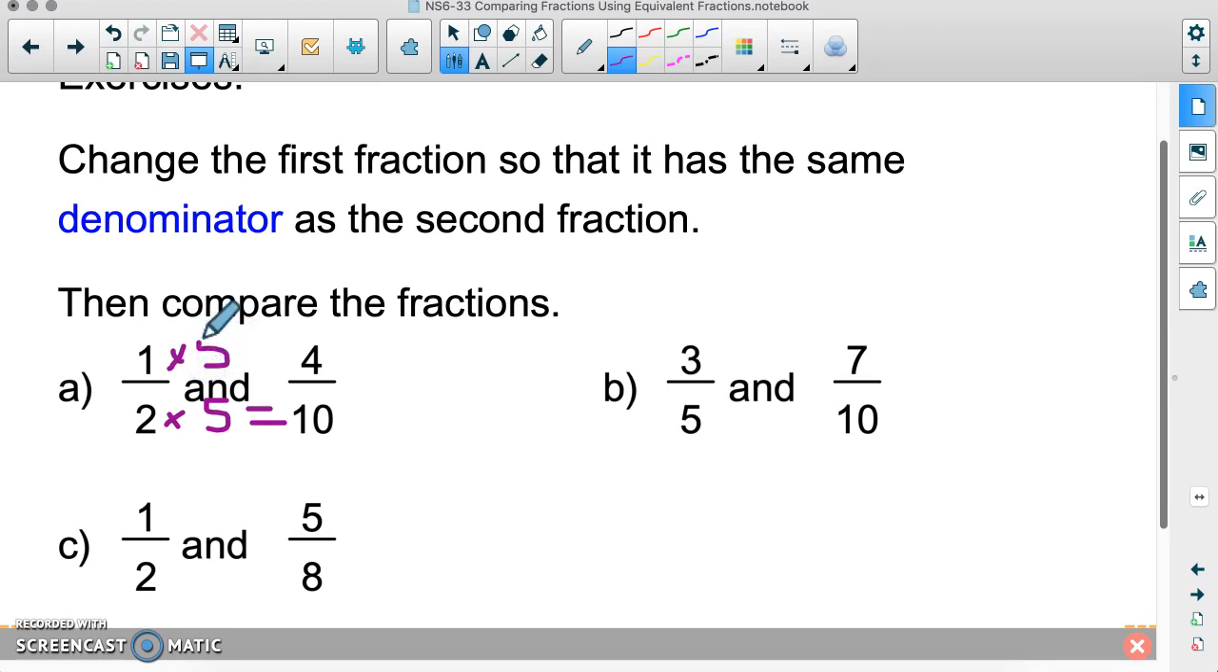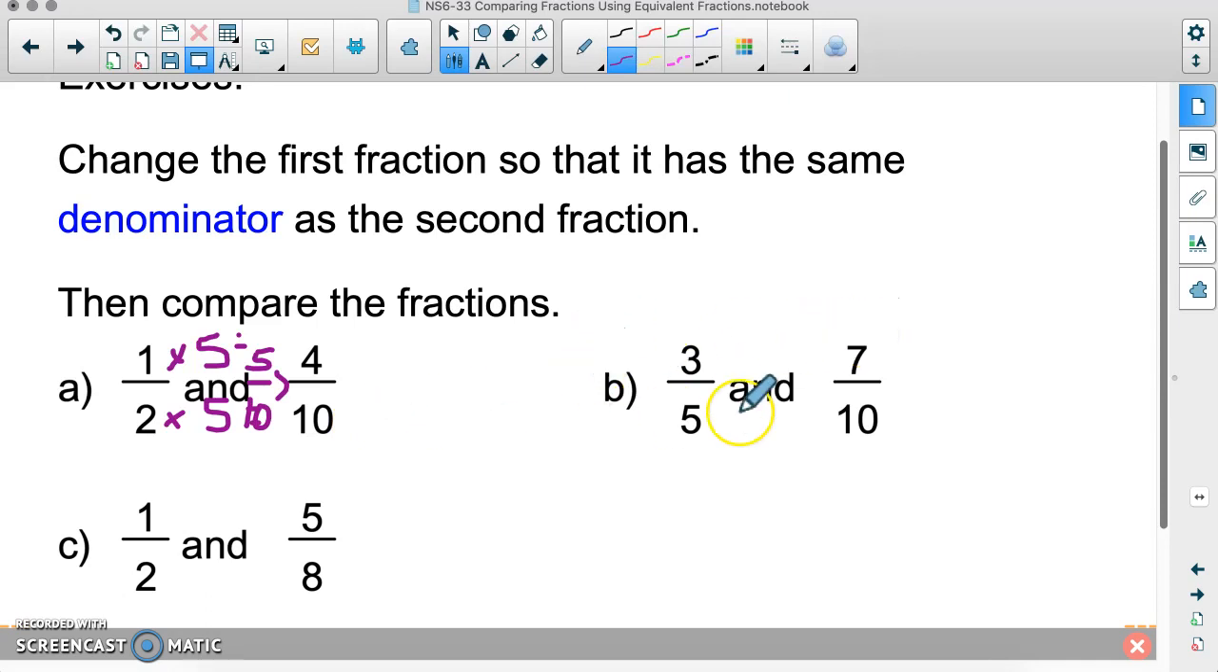So 1 times 5 equals 5. So now I have 5/10. I'm just going to make this sign bigger. So I have 5/10 or 4/10. Which one's greater? Well, 5/10 is greater. So 1/2 would be greater than 4/10.